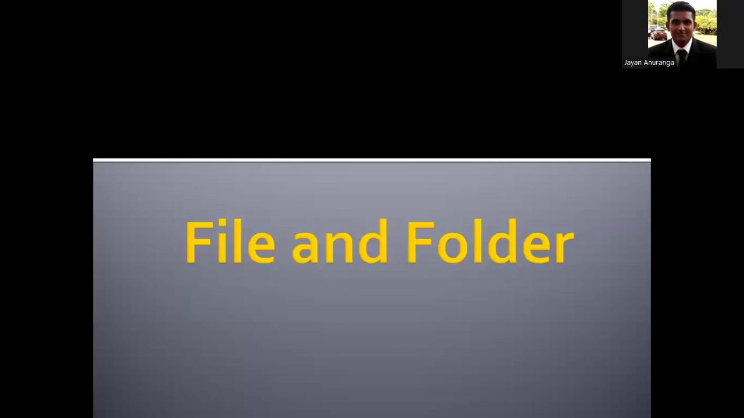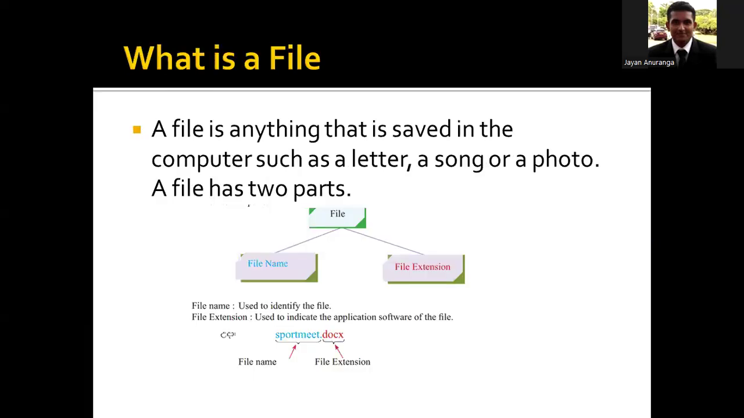For file management, there are files and folders. What is a file? We said data and information is stored in those forms, which we normally introduce as files. In files, the computer stores data and information. A file is anything that is saved in the computer, such as a letter, a song, or a photo. A file has two parts: the file name and the file extension.